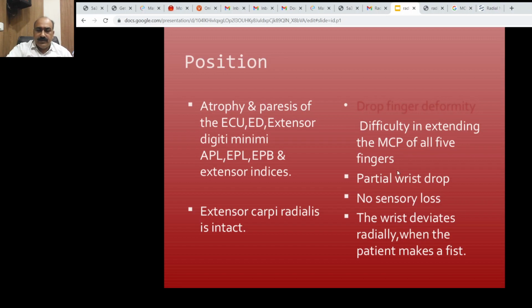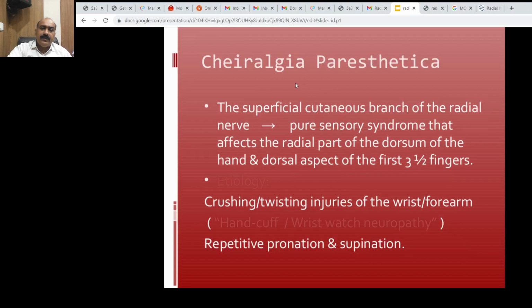The wrist deviates when the patient makes a fist. Cheiralgia paresthetica. In this condition, the superficial cutaneous branch of the radial nerve, which is a purely sensory nerve, is affected. It affects the radial part of the dorsum of the hand and the dorsal aspect of the first three fingers.